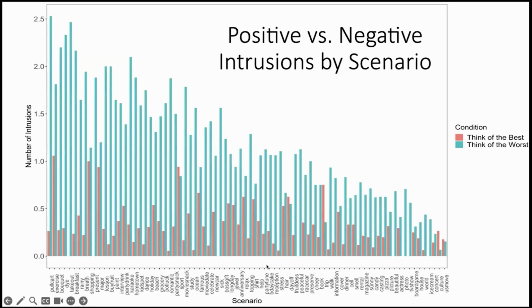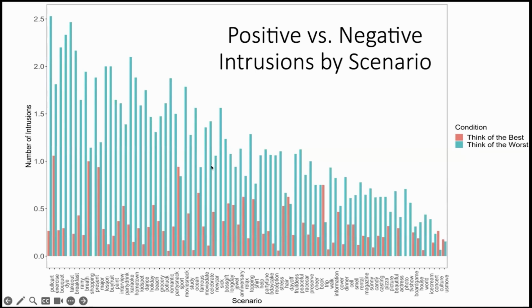here across all of the different scenarios we used are the number of intrusions that we find, summing across participants, on average for each participant, or for that scenario. The obvious effect here is that the blue bars are higher than the red bars, and that's really consistent across the different scenarios. What that means is you're more likely to have intrusions when you're thinking of the worst things. In that case, it would mean you're more likely to have positive intrusions than you are to have negative intrusions.